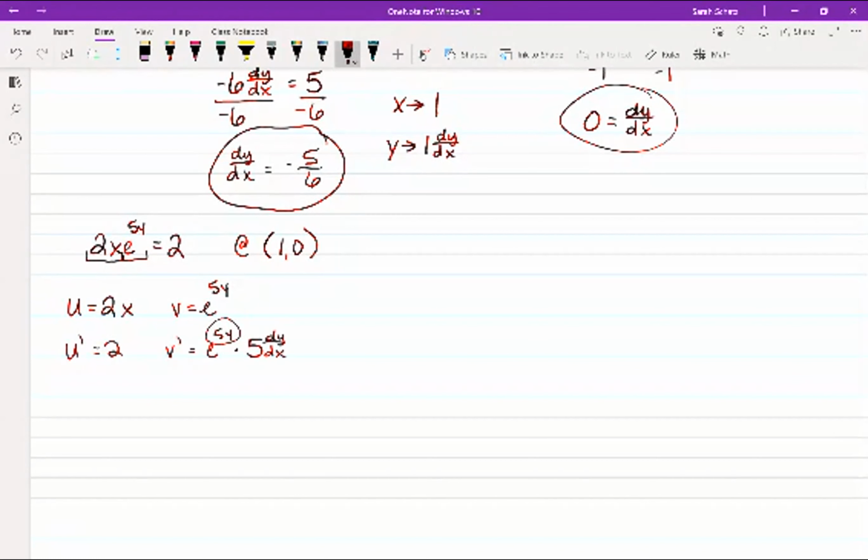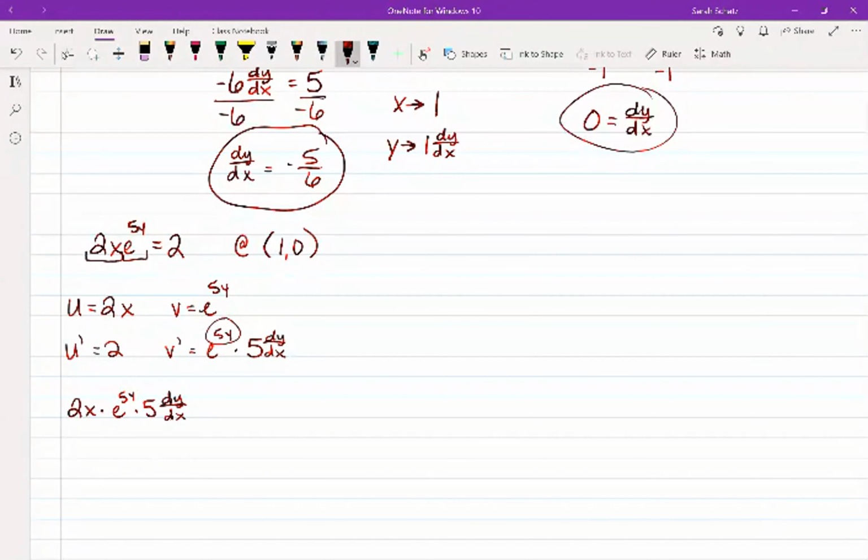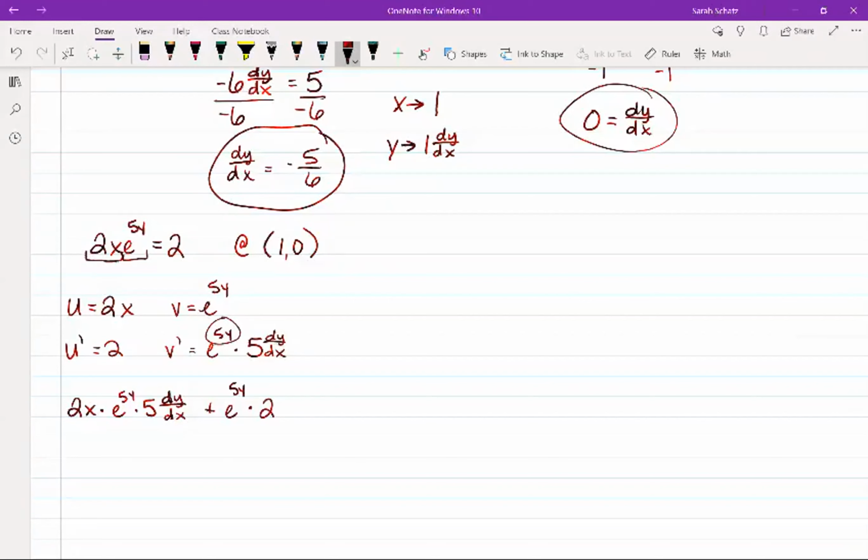So let's put it together in the product rule. We get u times the derivative of v. So there's a lot going on here, lots of multiplication, right? Plus v, which is just e to the 5y, times the derivative of u, which is just a 2. And then the derivative of the other side is just 0.